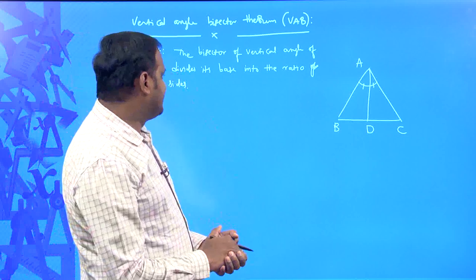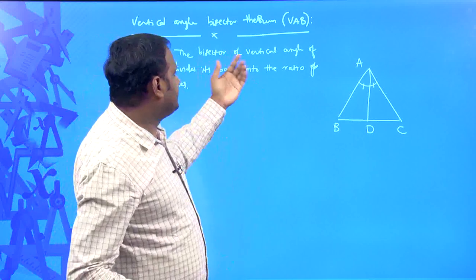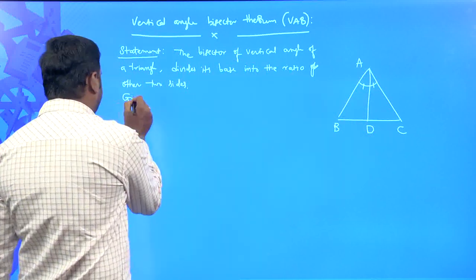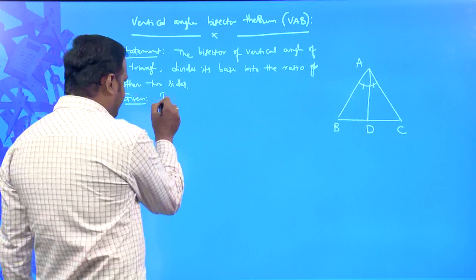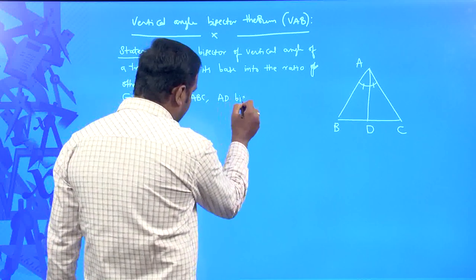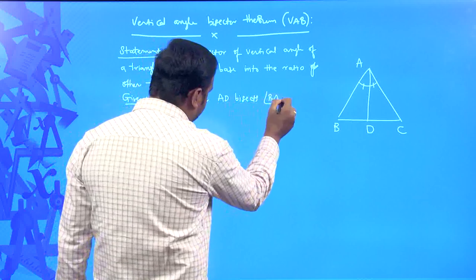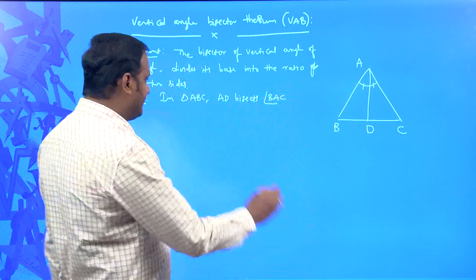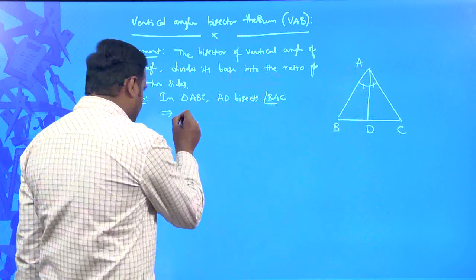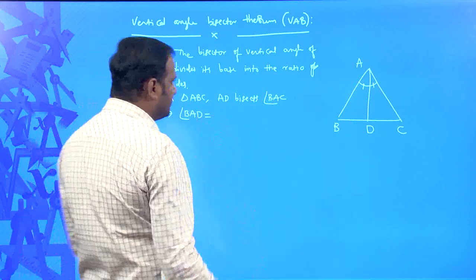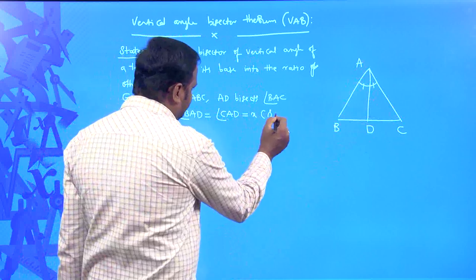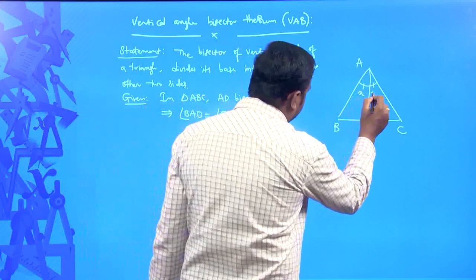So, in order to prove this theorem, you need to prove that AD divides BC into the ratio of the other two sides. I will write the information given according to the statement. Given that in triangle ABC, AD bisects angle BAC, that means this part of the angle and this part of the angle are both equal. Angle BAD is equal to angle CAD, which is equal to X. I would write here, this is X, this is also X.